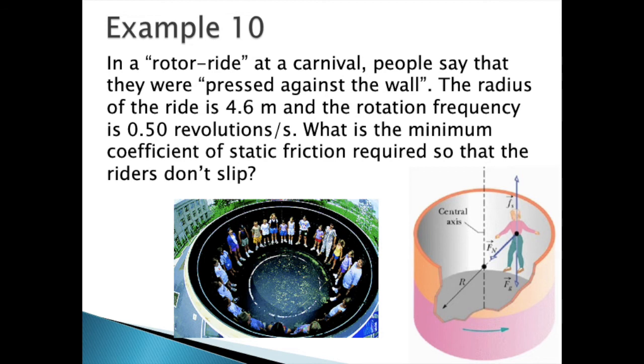Example 10, in a rotor ride at a carnival, people say that they were pressed up against the wall. The radius of the ride is 4.6 meters and the rotation frequency is 0.50 revolutions per second. What is the minimum coefficient of static friction so that the riders don't slip?